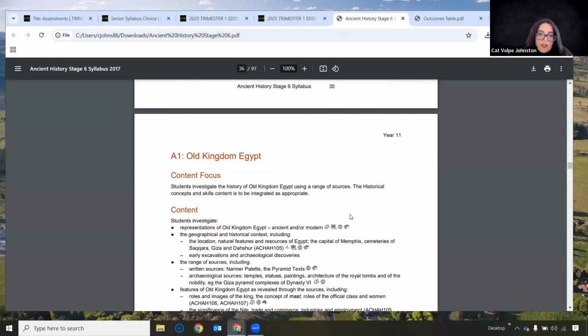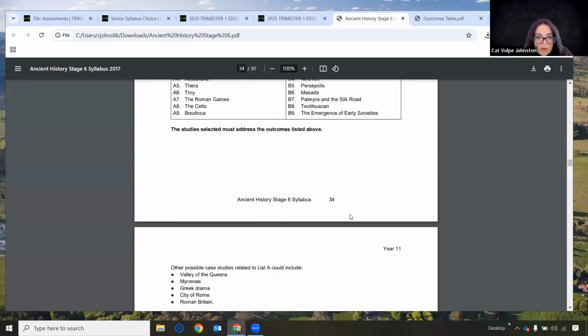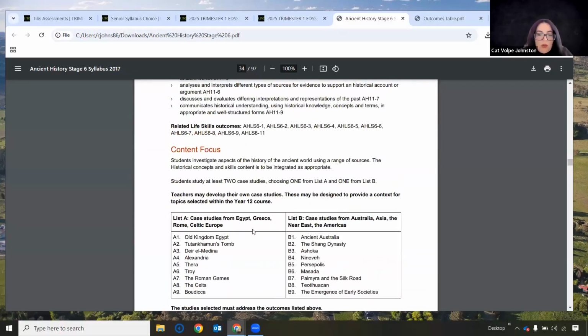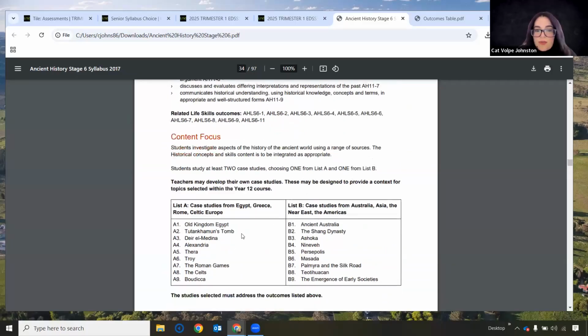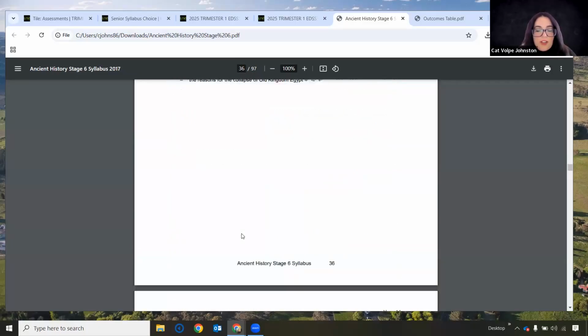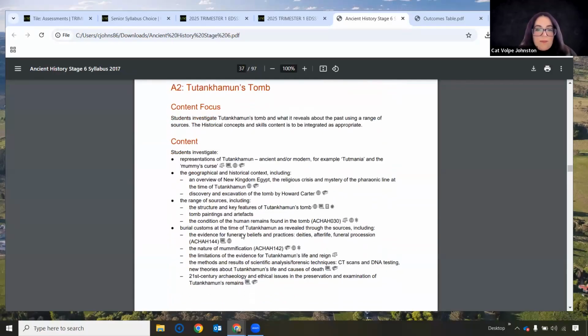So having a look at the different case studies. If you chose A1, Old Kingdom Egypt, or Tut's Tomb, that would be one that I would like to choose. That would be fun. Let's go to that one. Remembering that, again, this is all 60 hours. So how do you know what's 4 hours? 4 hours isn't a lot.